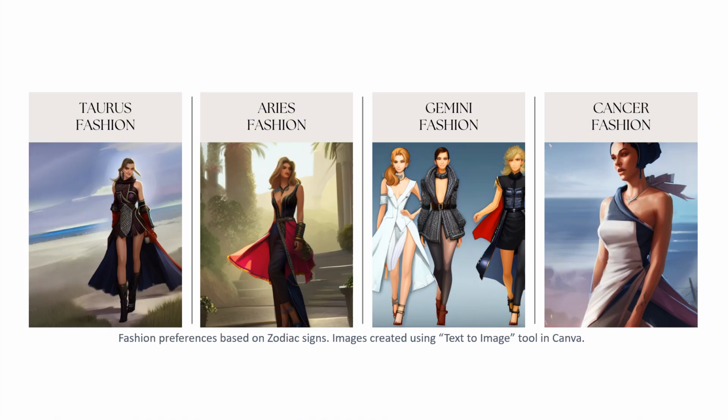I used an online program called Canva and the text-to-image generation tool within it to create a series of images that represent fashion preferences of people of different zodiac signs. The image on the left depicts fashion preferences for someone with the sign of Taurus, and then going from left to right for zodiac signs of Aries, Gemini, and Cancer.